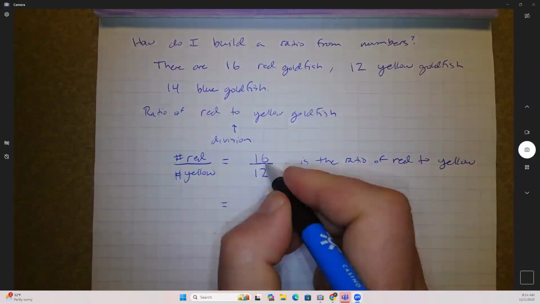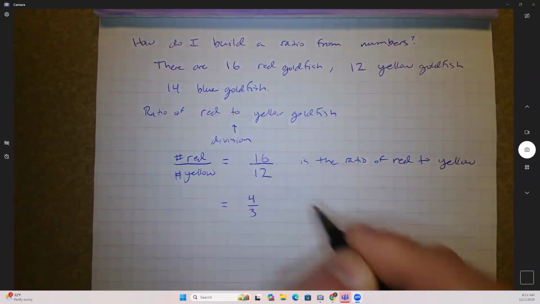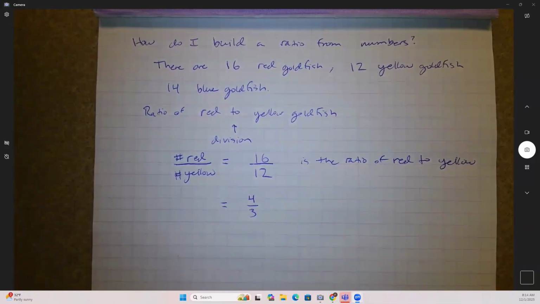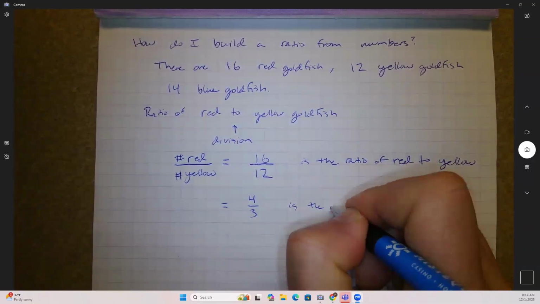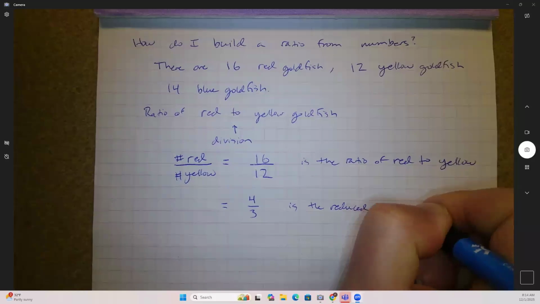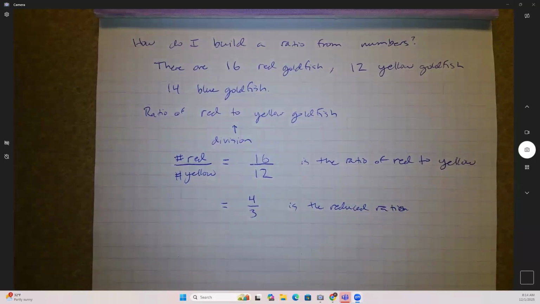And often I would reduce that. 16 and 12 are both divisible by 4. 16 divided by 12 is equivalent to 4 divided by 3. So this is the reduced ratio. For every 3 yellow goldfish, there are 4 red goldfish. Or for every 4 red goldfish, there are 3 yellow goldfish. A ratio contains 2 pieces of information. We no longer see it just as a single fraction. We see it as 2 pieces of information organized in this way with the division sign.